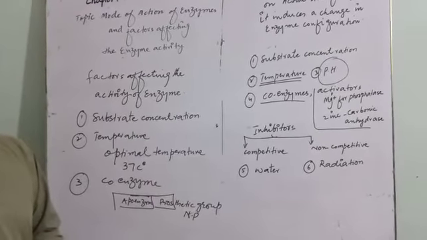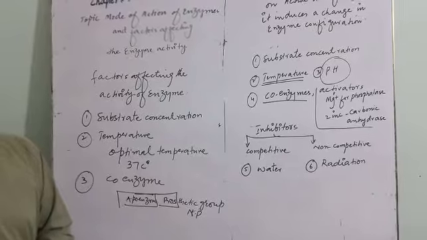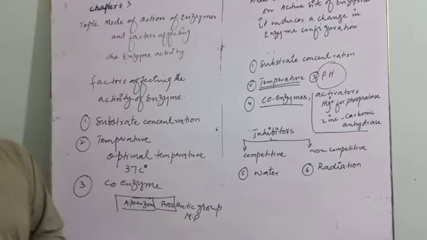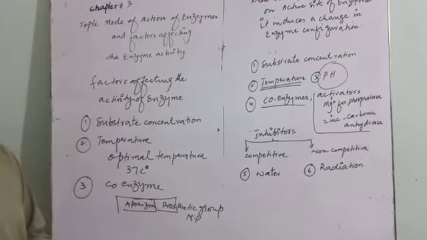1.4, meaning acidic condition is the suitable pH for the pepsin enzyme.